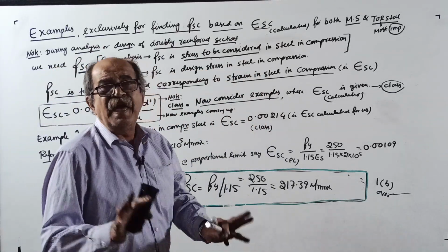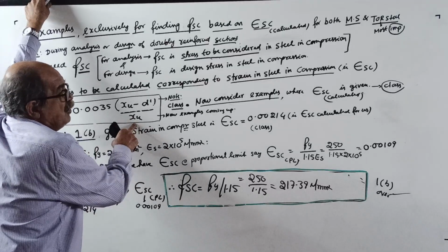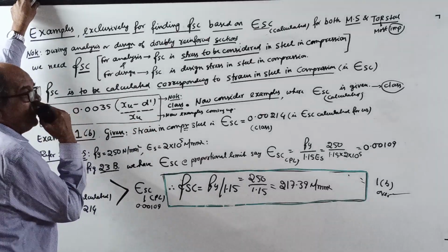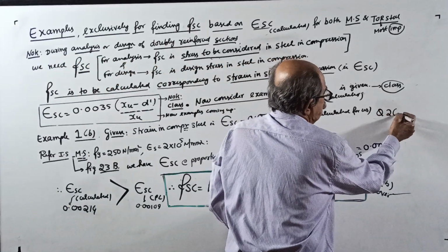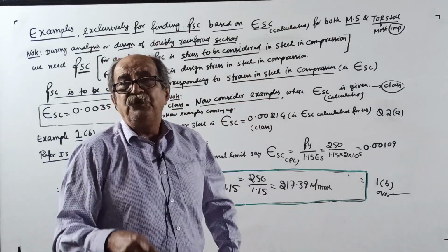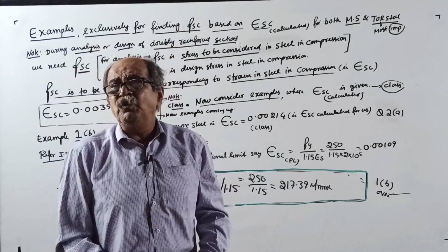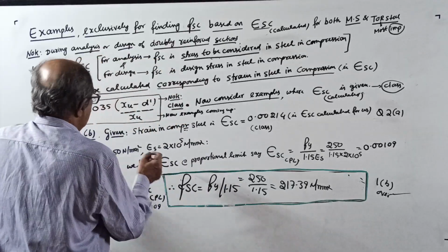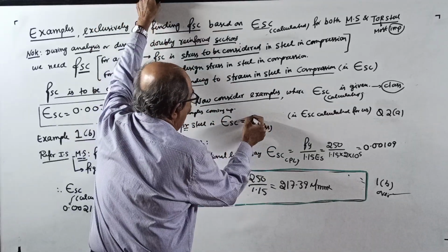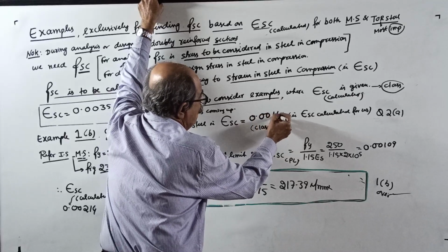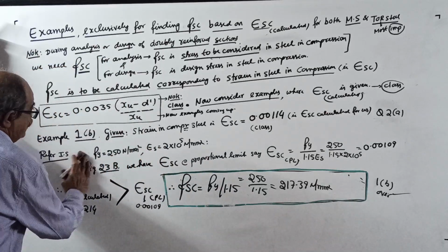Now I will give next question. Once again you write full everything. Somewhere here you have to write the question. Okay. Question 2. Question 2A. I will dictate. Find FSC if strain in compression steel calculated is 0.00114 and steel is, I'll tell you steel.